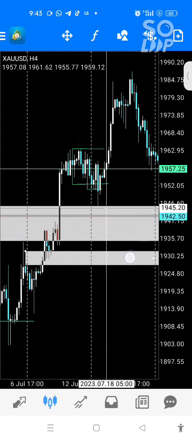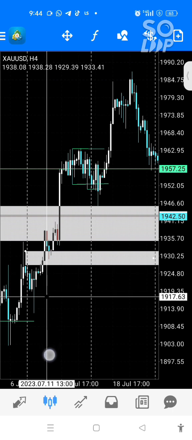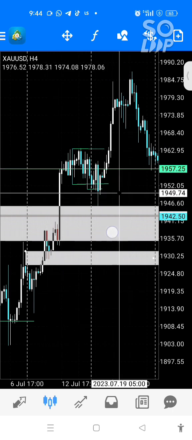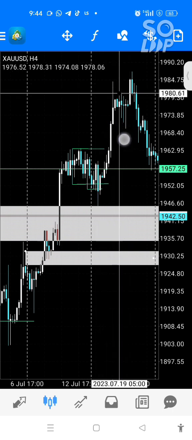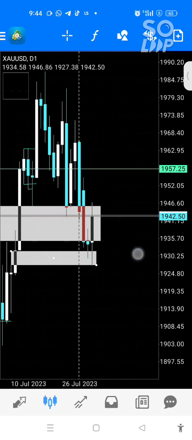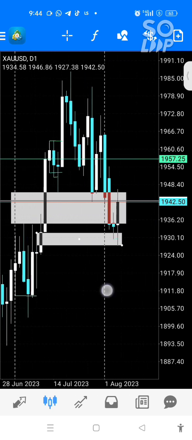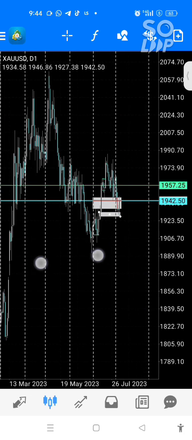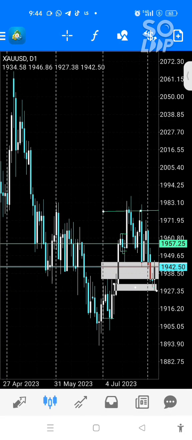This 50% would be bullshit. It will just come for this low. But at this point, the draw on liquidity was not met here. And I believe I drew this draw on liquidity for my students. I told them that this high is where I'm expecting this market to get to.